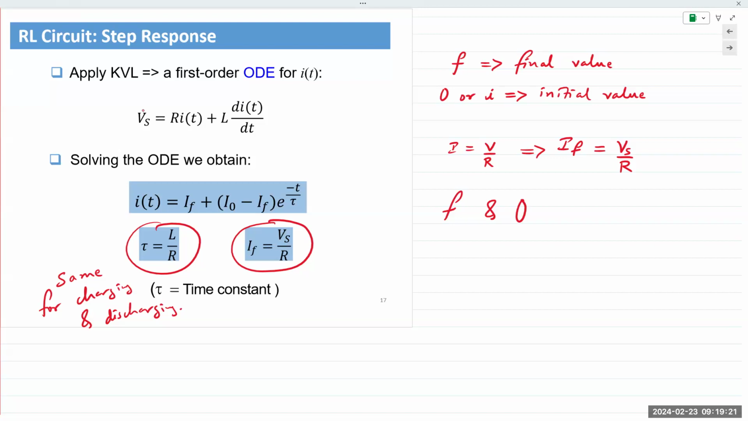So the final and the initial values are taken because if the inductor already had some charge stored in it, we can account for it using this equation. So if the problem statement, for instance, mentioned the inductor was charged to like 2 volts, or it had 2 amps of current flowing through it, then you can simply take that value and plug it into this equation. I0 would be equal to 2. Make sense?